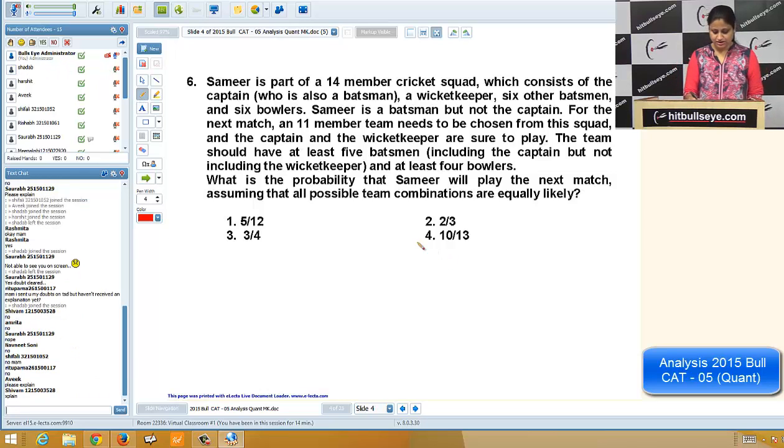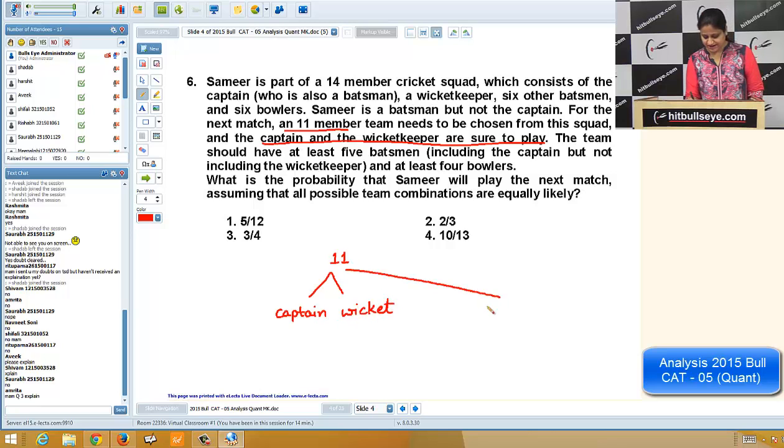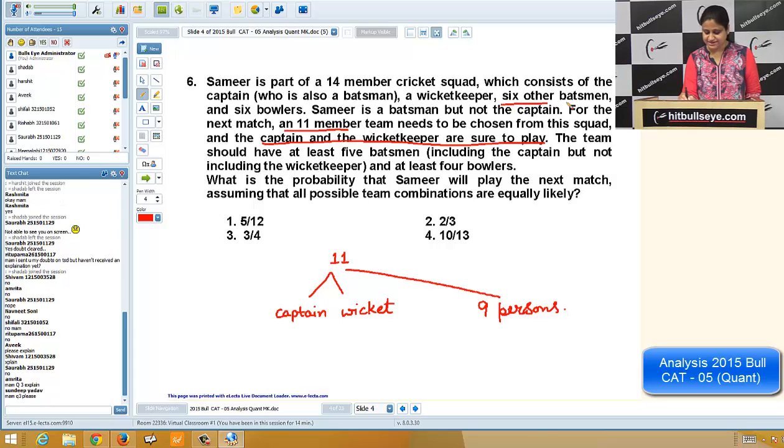Okay, let us start. We need to choose 11 members. Out of those 11, captain and the wicket keeper are sure to play. It means we are choosing a captain and a wicket keeper. It means we are left with only 9 persons to choose. In total, we had 6 other batsmen and 6 bowlers. Six and 6, they are available. We need to choose 9 persons.